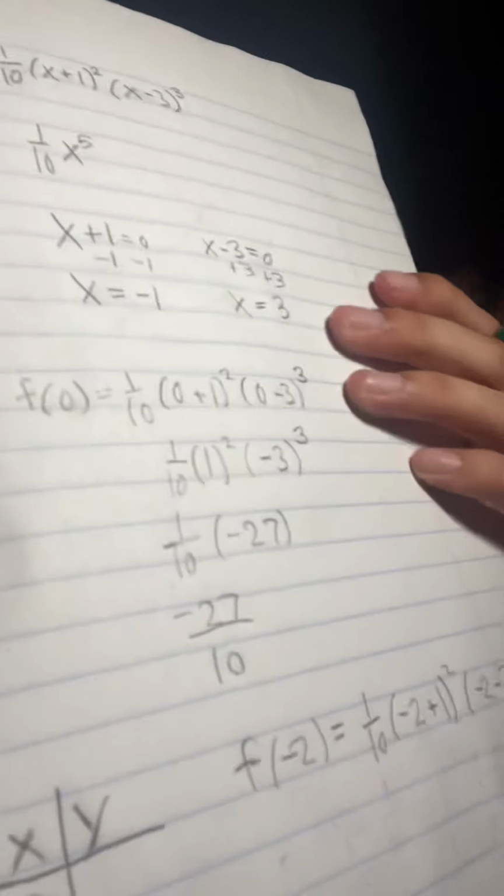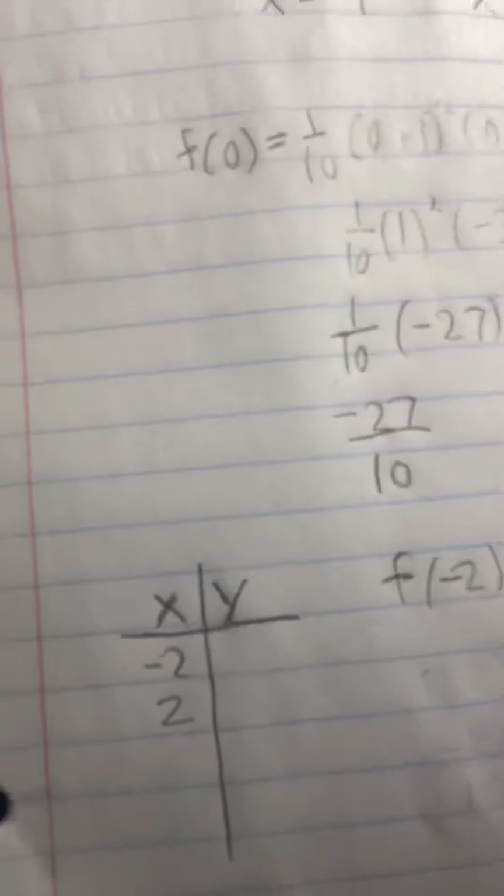So our final step before we are able to graph this polynomial is to create an x-y table to get a better understanding of what's going to be in between the different end behaviors, in between the graph. So for our x-y table, what I want to do is -2 and +2. So you see that here, my x-y table. So I want to plug -2 into the function first.